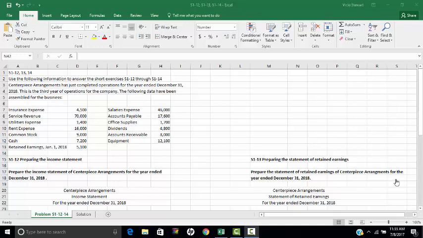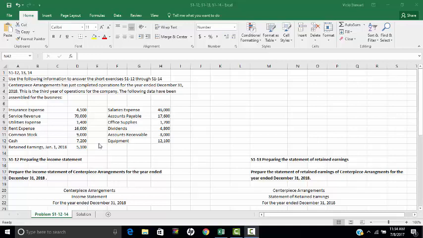This is a demonstration of the exercises for Chapter 1, S1-12, 13, and 14. The problem tells us that Centerpiece Arrangements has just completed operations for the year ended December 31st, 2018, the third year of operations for the company. They have given us data for the business and listed several accounts with the balances as of December 31st, 2018.